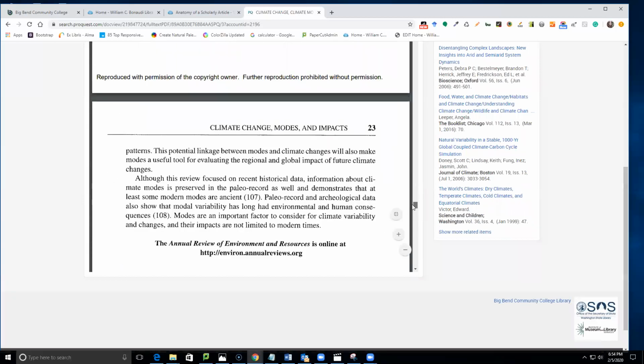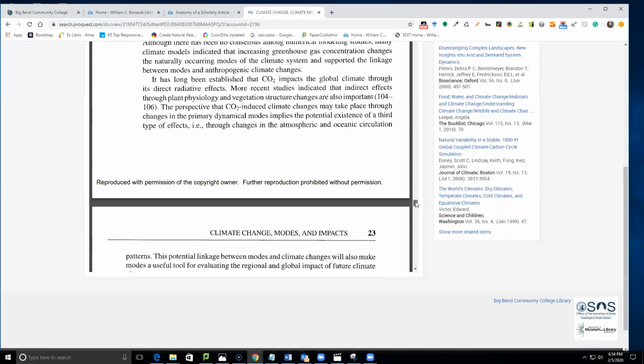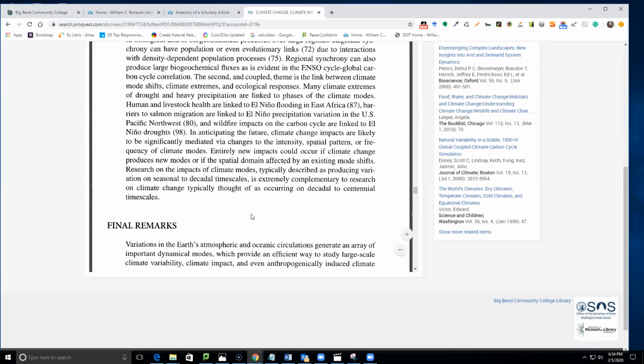And at the end, we have the works cited. And if it clears it out a little bit, it talks about their work. And in this case, their conclusion is called final remarks. So in this case, yes, this is absolutely a scholarly journal article.